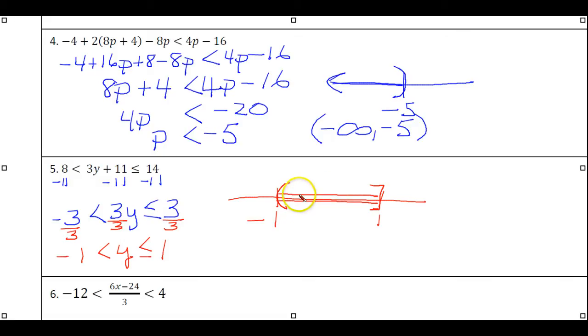And you'll probably have in your math lab multiple choice to choose from, but you want to know what symbols go at the end of this. So in interval notation, this will be parenthesis negative 1, comma, 1, bracket.